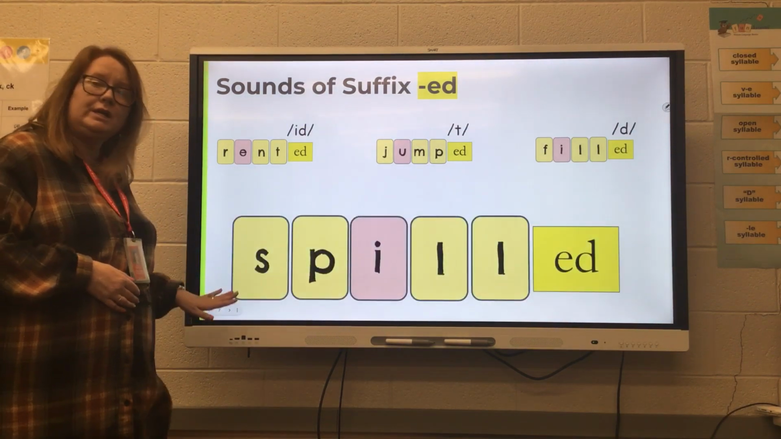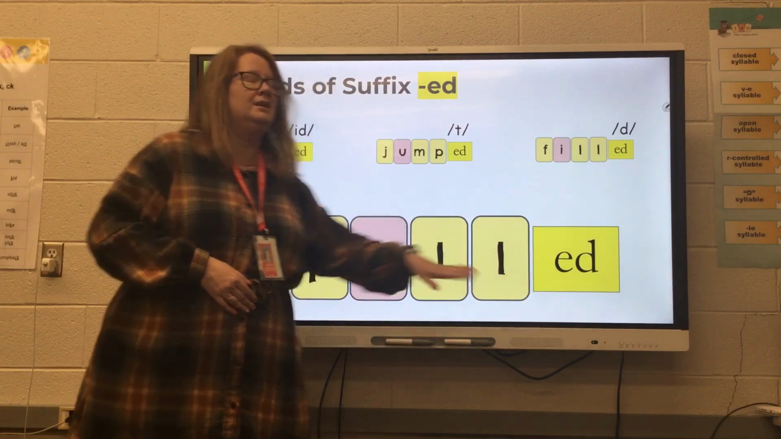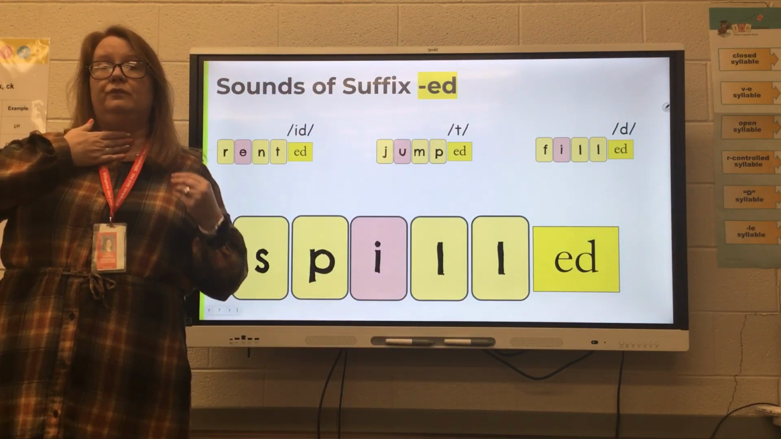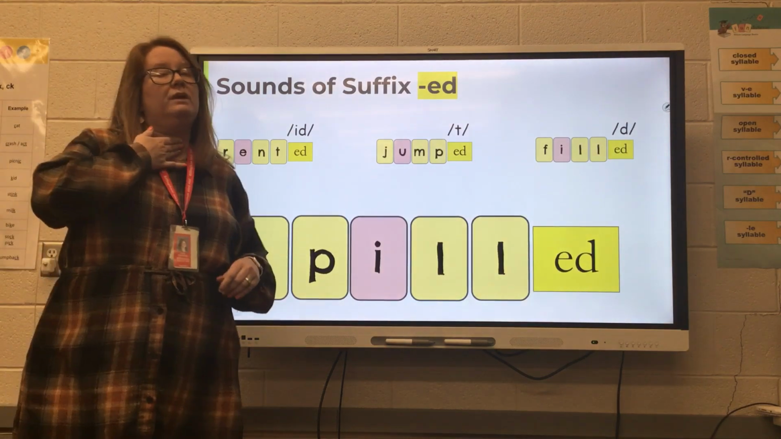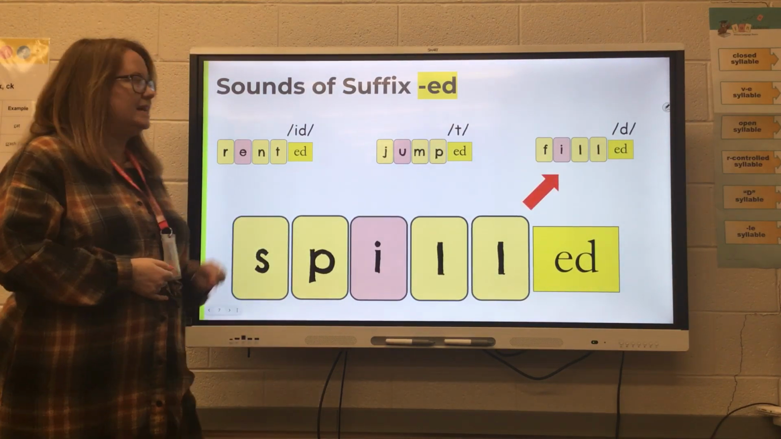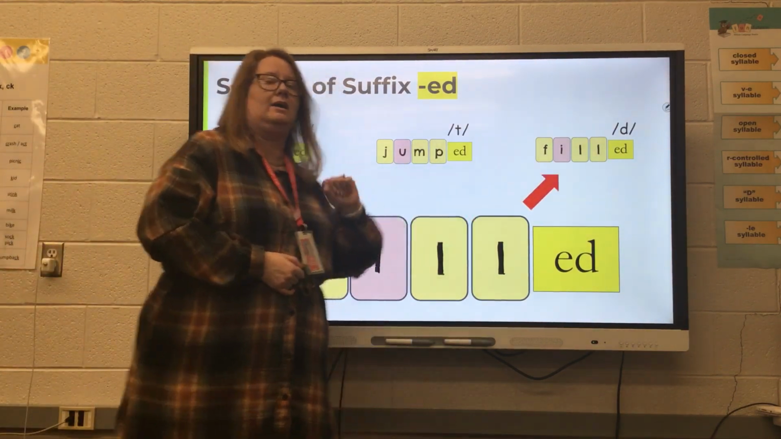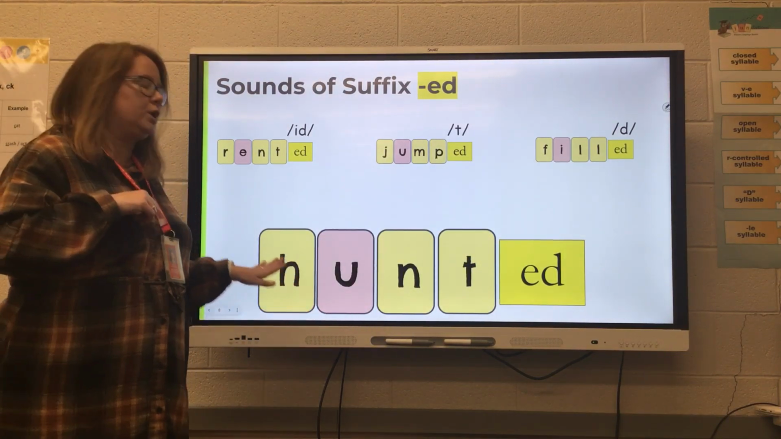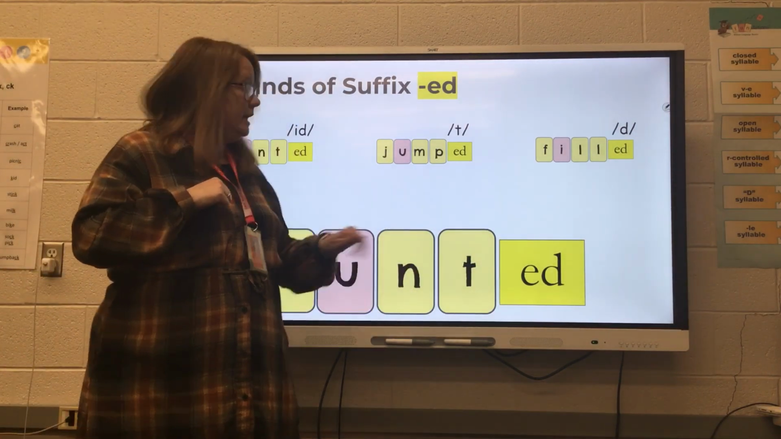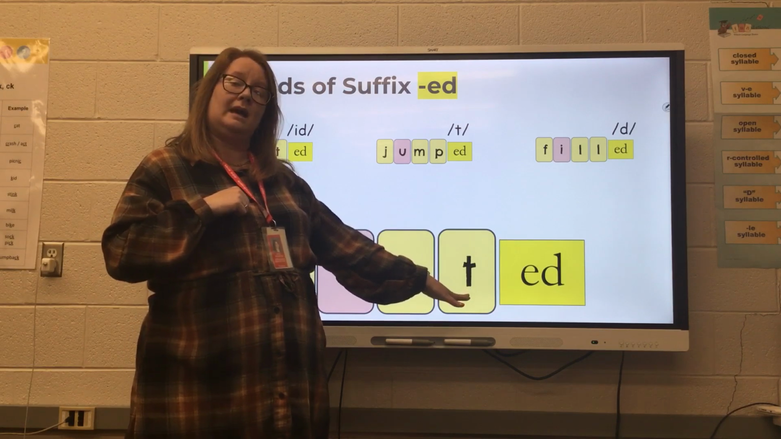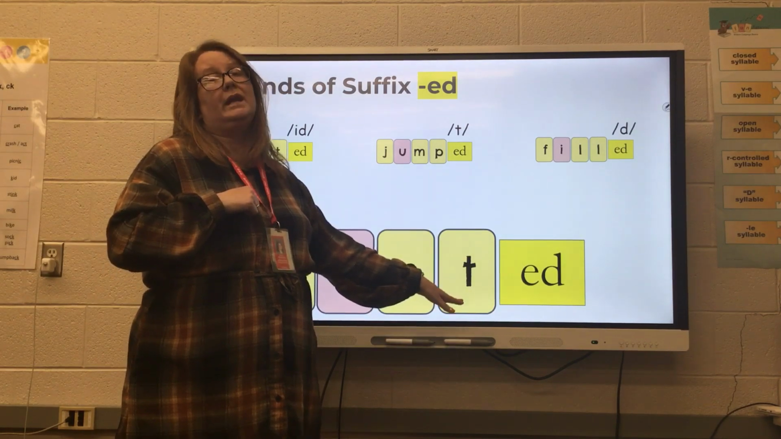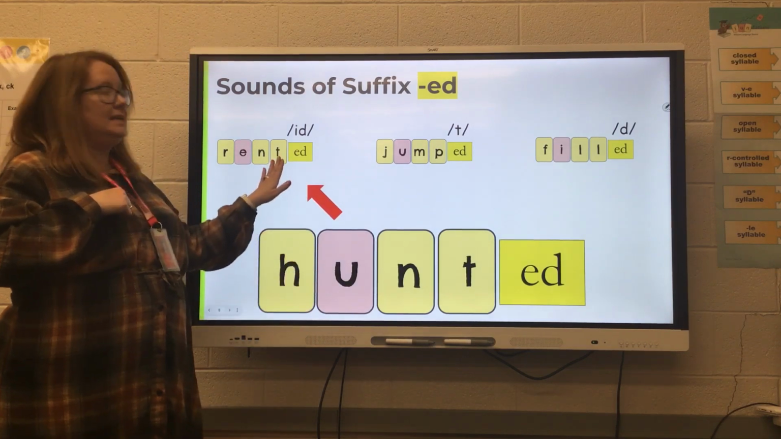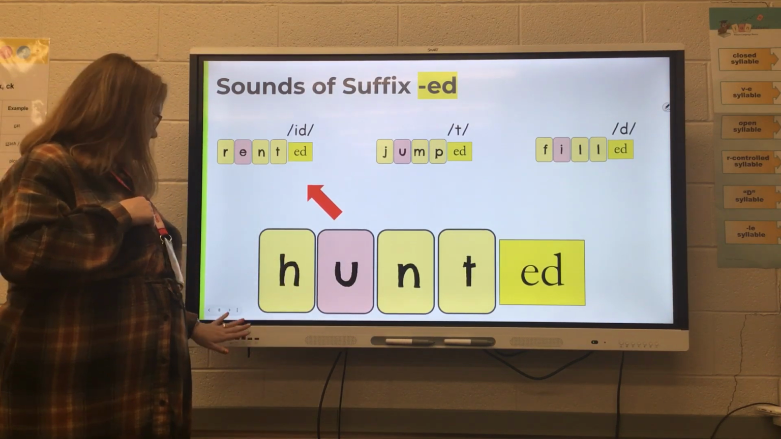So, my first word is spilled. So, make this sound right here. Ooh. Do you feel that vibration? When we feel that vibration, it's going to make the d sound. How about this word? I'm just going to tell you the base word, hunt. It's ending with that t sound. Well, I know if a word ends with a t or a d, the ed says id, hunted.